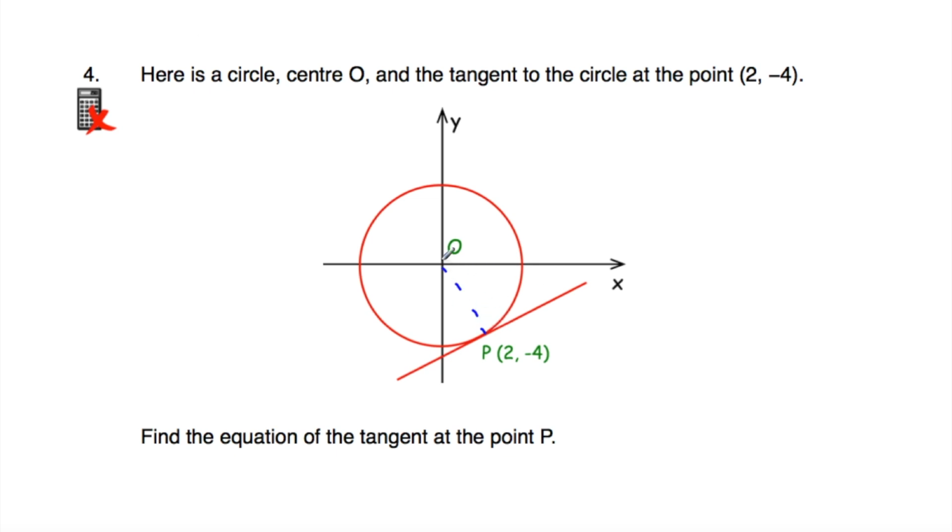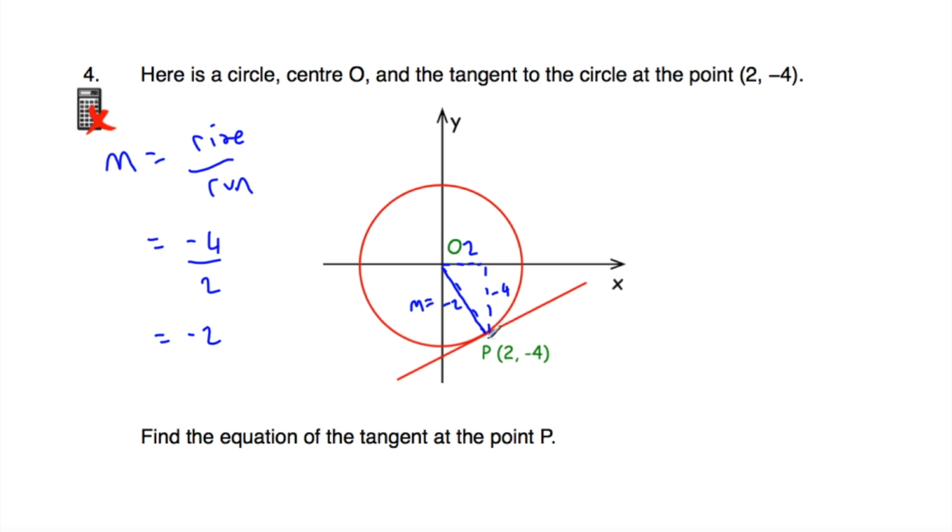We're going to need to find the gradient of the radius, then the gradient of the tangent, and then we can find the equation of the tangent. So let's start off by finding the gradient of OP. In terms of OP, I'm going to make a little right angle triangle. To get from O to P, we would go across 2 and then down 4. So the run will be 2 and the rise will be -4. So m, the gradient of this line OP, is equal to the rise divided by the run. The rise is -4 and the run is 2. -4 divided by 2 is equal to -2. So the gradient of the radius is -2.